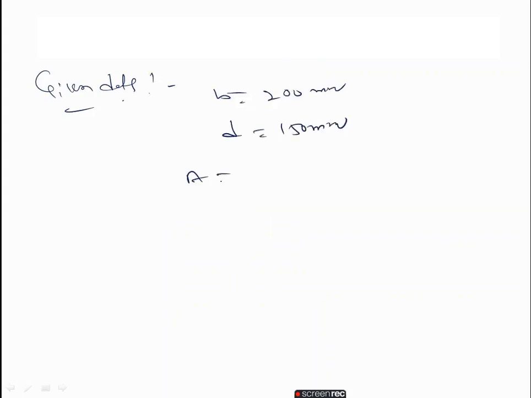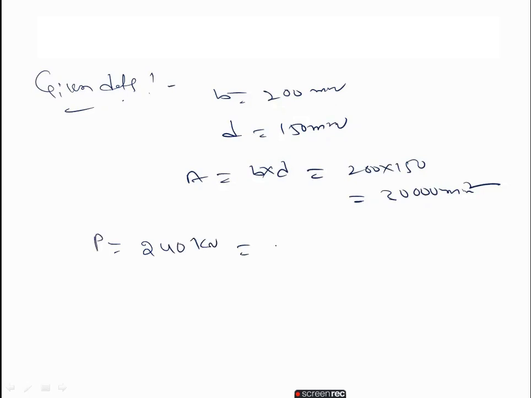Now let us write the given data. B equal to 200 mm, D equal to 150 mm, area equal to B into D, 200 into 150, you will get 30,000 mm square. This is the area. The eccentric load given is 240 kilonewtons, converted into newtons. The eccentricity is 10 mm.